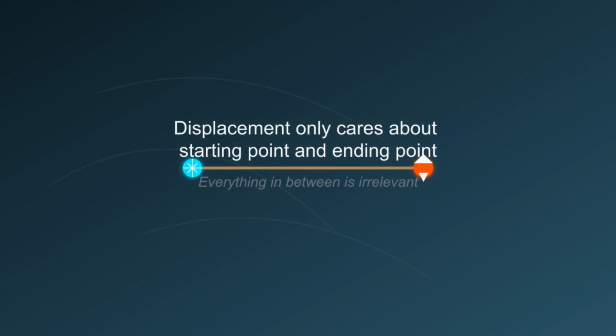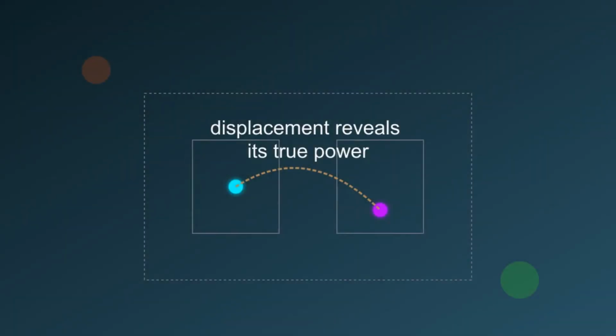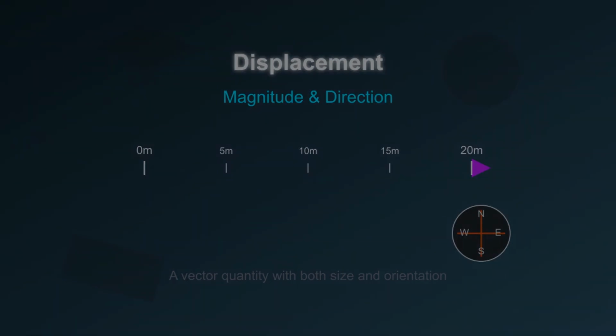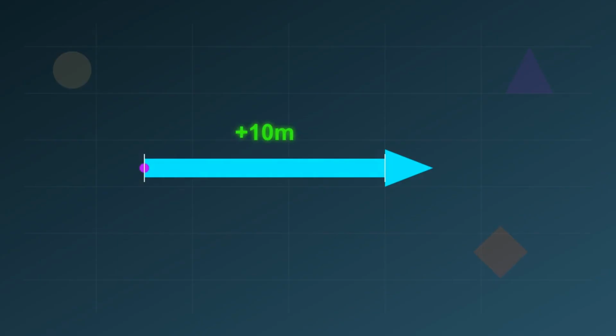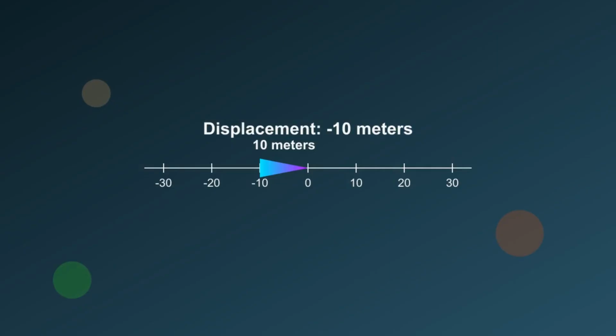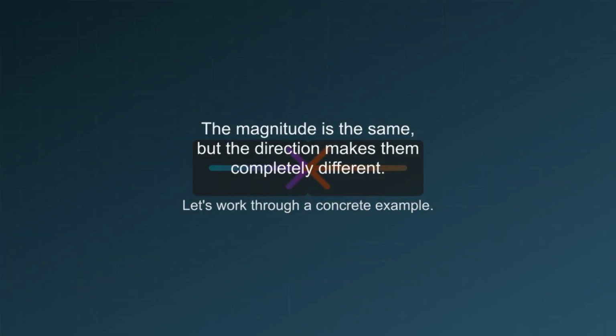Displacement only cares about starting point and ending point. Everything in between is irrelevant. Here's where displacement reveals its true power. Displacement is a vector quantity. This means it has both magnitude and direction. If you move 10 meters to the right, your displacement is positive 10 meters. Move 10 meters to the left, your displacement is negative 10 meters. The magnitude is the same, but the direction makes them completely different.